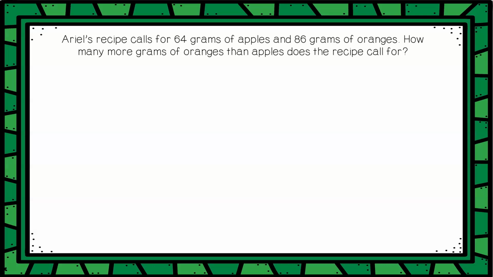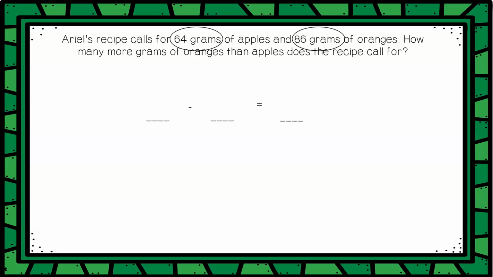We can see that the question the problem is asking says how many more. That tells us that we need to do subtraction. Now we can circle the important numbers. The first important number we see is 64, which is the grams of apples that Ariel will need for her recipe. We also need to circle 86, which is the grams of oranges needed for the recipe.